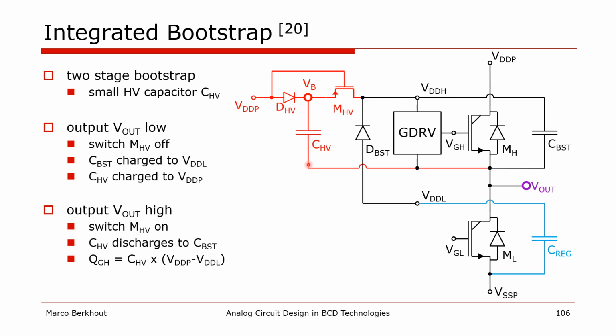When the output Vout is low, this switch MHV is off and this CHV is charged up to VDDP. When the output node goes high, the switch turns on and CHV is discharged into C-boost with a large voltage drop, and that balances the gate charge of the high side power FET. And as a consequence, a regular bootstrap capacitor C-boost does not have to supply any charge and can also be made small enough to be integrated on chip.